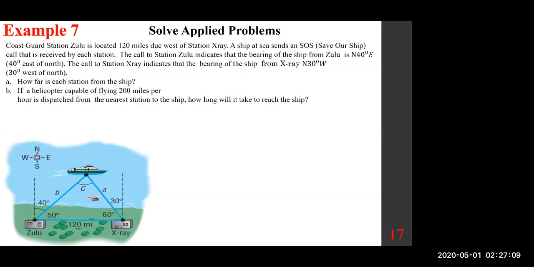Coast Guard Station Zulu is located 120 miles due west of Station X-Ray. A ship at sea sends an SOS call that is received by each station. The call to Station Zulu indicates that the bearing of the ship from Zulu is north 40 degrees east. The call to Station X-Ray indicates that the bearing of the ship from X-Ray is north 30 degrees west. A, how far is each station from the ship? B, if a helicopter capable of flying 200 miles per hour is dispatched from the nearest station to the ship, how long will it take to reach the ship? Thank you so much, Joseph.